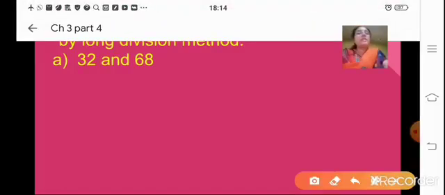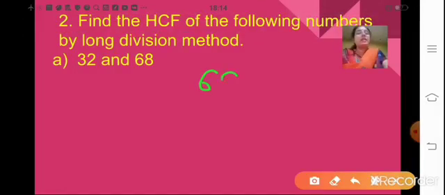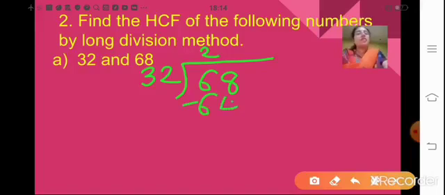You'll divide this 68. I'll write here, 68 becomes my dividend and my divisor is 32. Okay. Now 32 ones are 32. 32 twos are 64. So I'll write 2 here. 64. Now 6 minus 6 is 0. 8 minus 4 is 4.